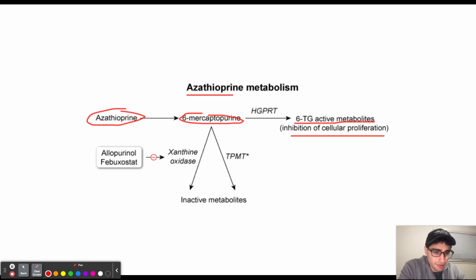So they're going to ultimately decrease purine synthesis, and there's two ways in which they decrease purine synthesis, and we're going to talk about that in the next slide.